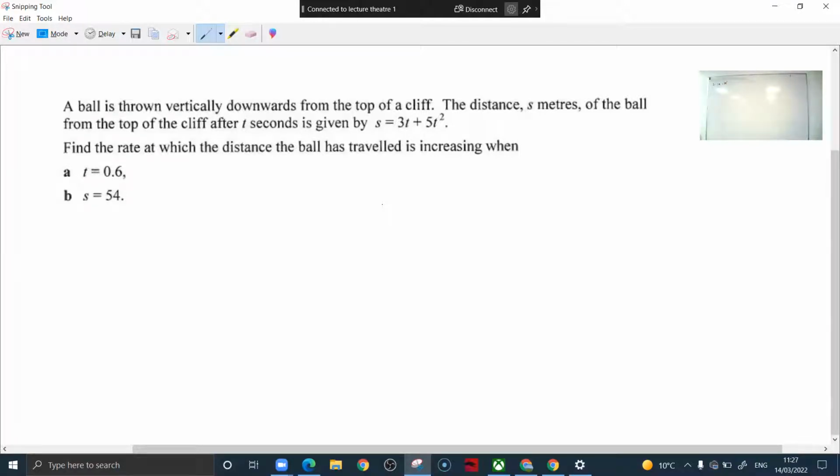Find the rate at which the distance the ball has traveled is increasing when t is 0.6 seconds and when s is 54. So you need to find out the rate when t is 0.6 seconds, and when s is 54.